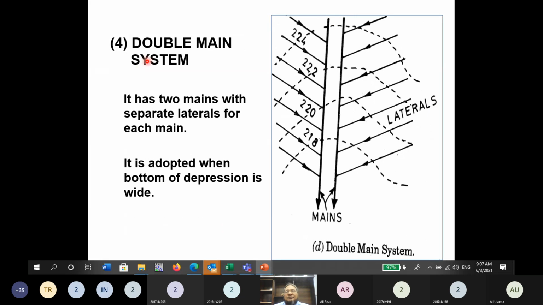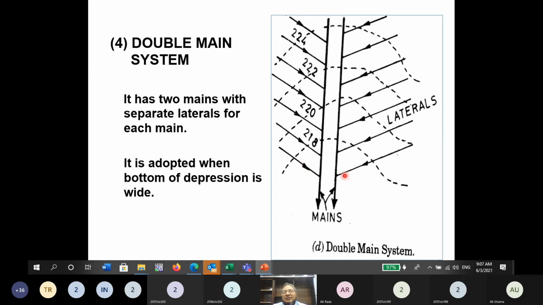Double main system. Double main system means there are two mains or main tile drains. One is this and another is this. So each main tile drain receives lateral drains from one side.